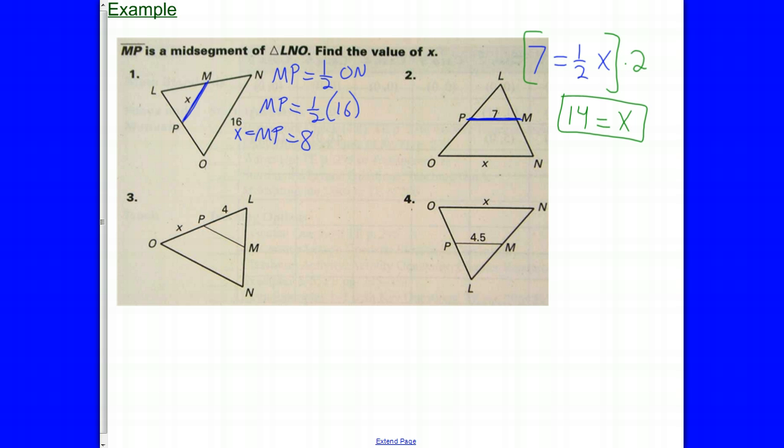All right, looking at question number 3. MP is a mid-segment. That means it is a segment connected to 2 midpoints. So point P is a midpoint. That means these 2 segments are the same. X has got to be 4.